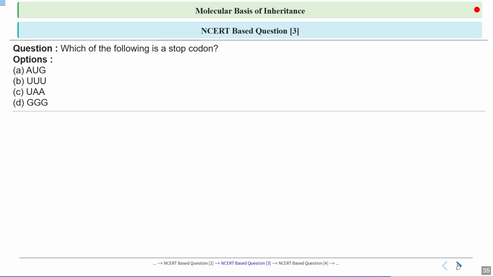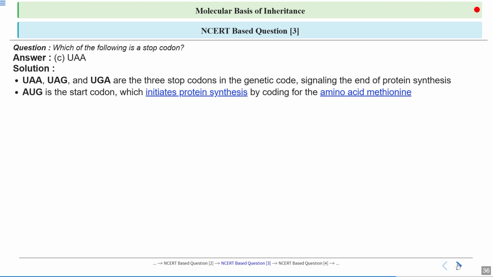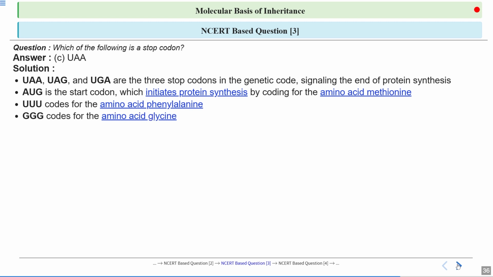Question number 3: which of the following is a stop codon? Is it AUG? No, it is the start codon. UUU codes for phenylalanine, so it is not a stop codon. But UAA, okay, this is a stop codon. So the answer is C. UAA, UAG and UGA are the three stop codons in the genetic code, signaling the end of protein synthesis. AUG is the start codon, which initiates protein synthesis by coding for methionine. UUU codes for phenylalanine, and GGG codes for glycine.